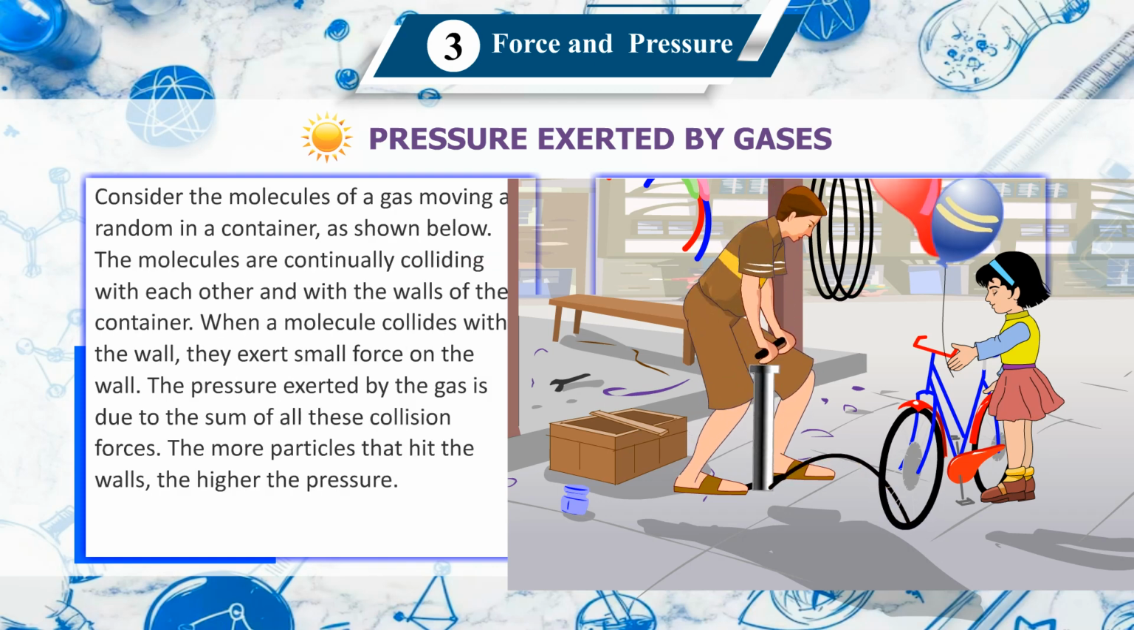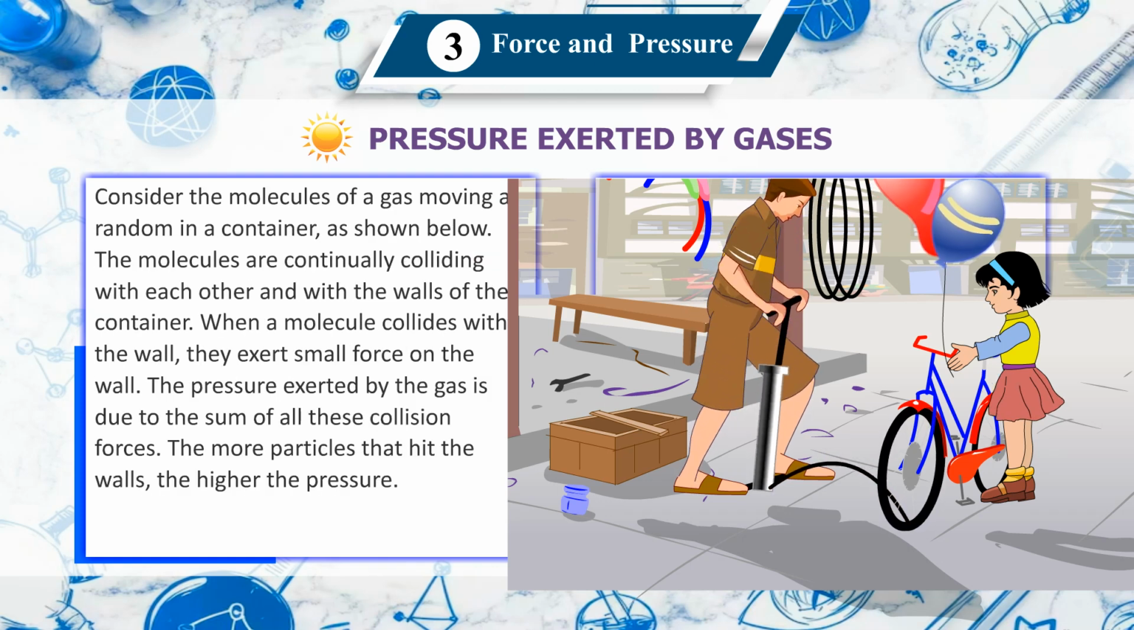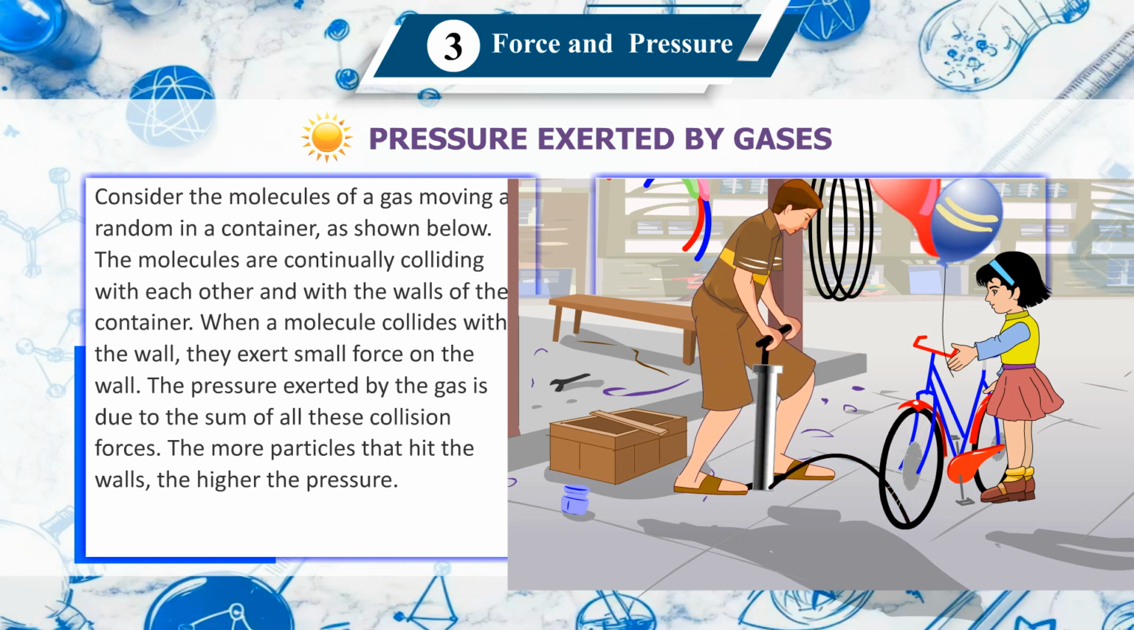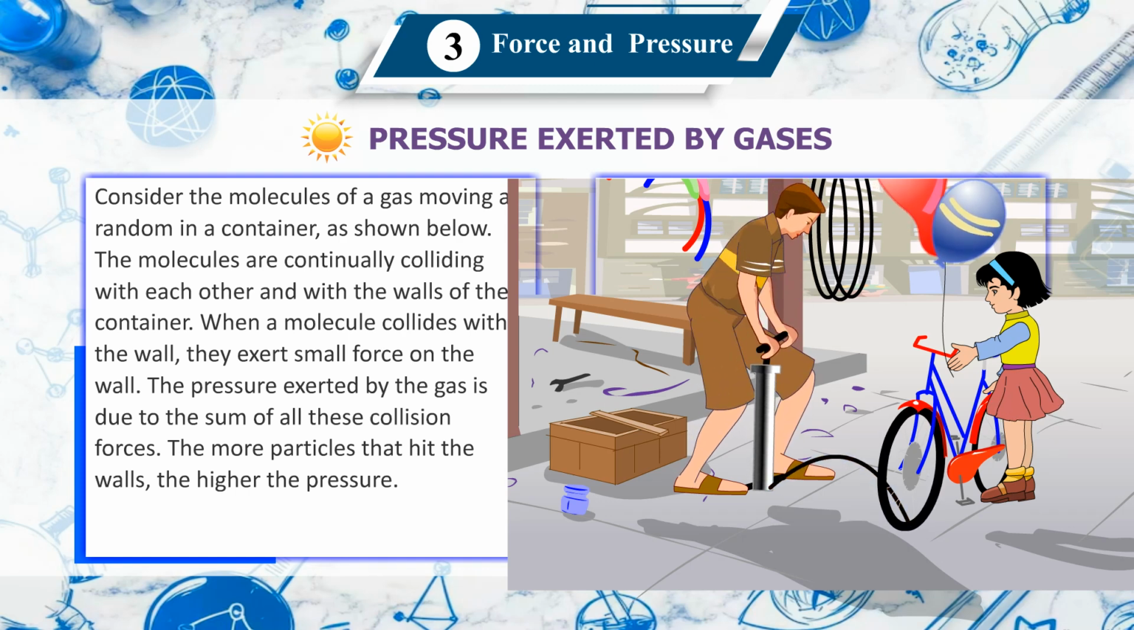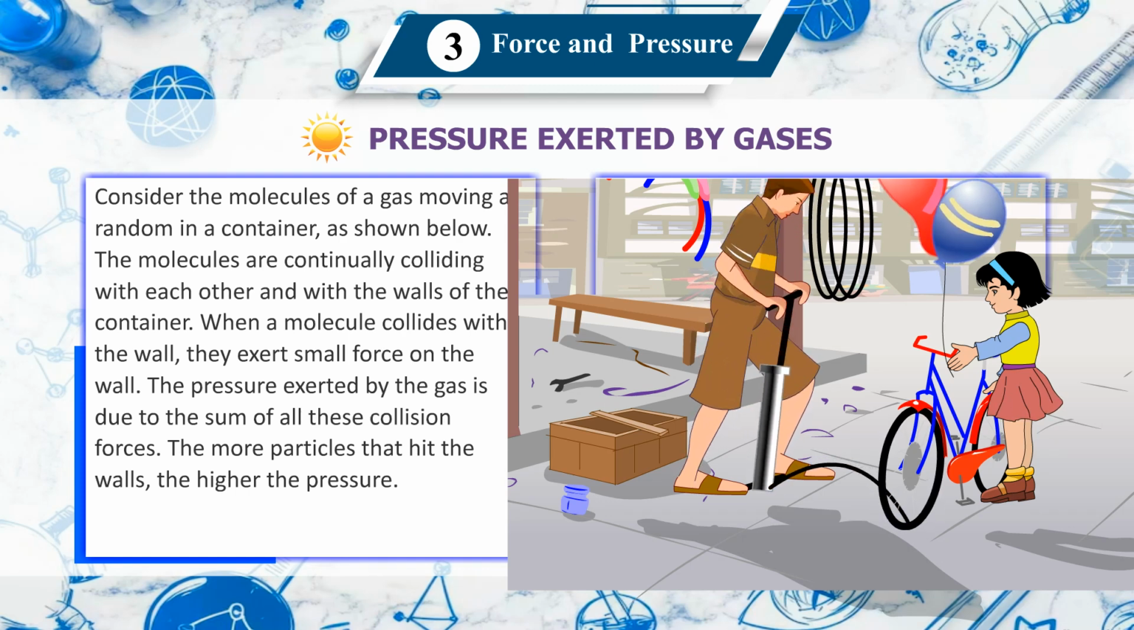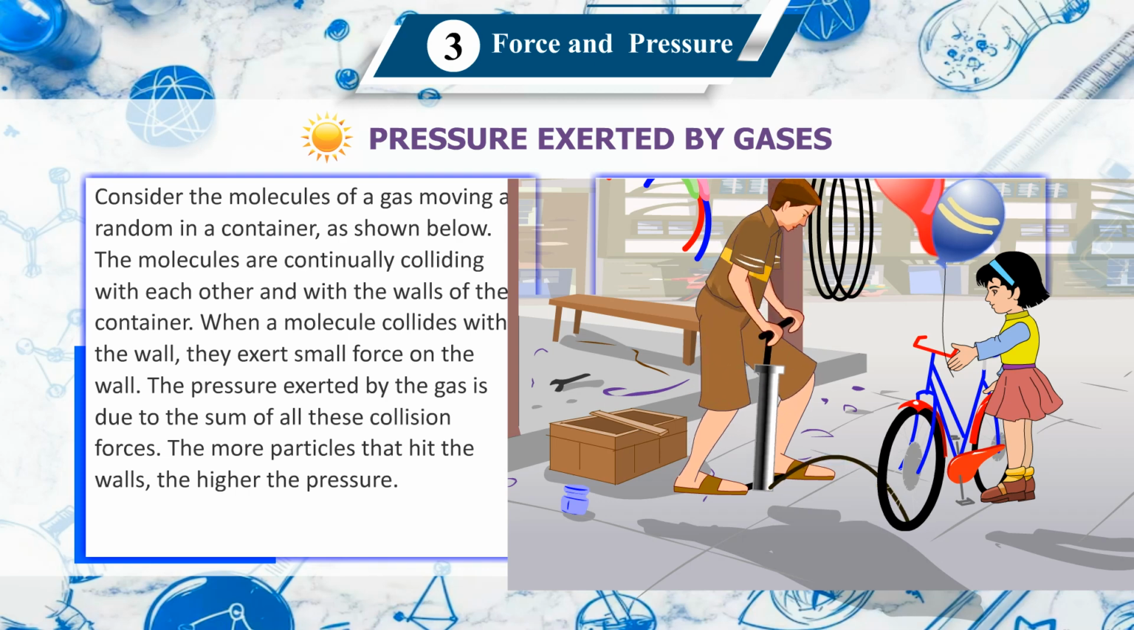Consider the molecules of a gas moving at random in a container as shown below. The molecules are continually colliding with each other and with the walls of the container. When a molecule collides with the wall, it exerts a small force on the wall. The pressure exerted by the gas is due to the sum of all these collision forces. The more particles that hit the walls, the higher the pressure.